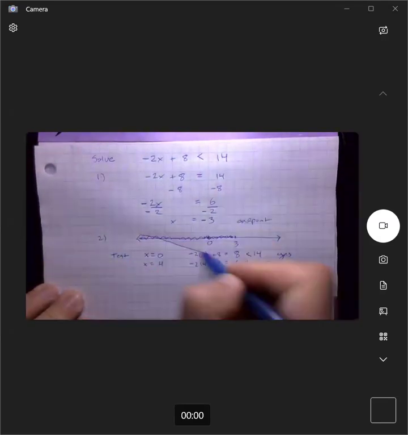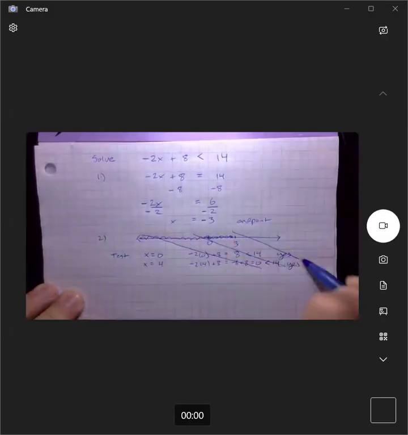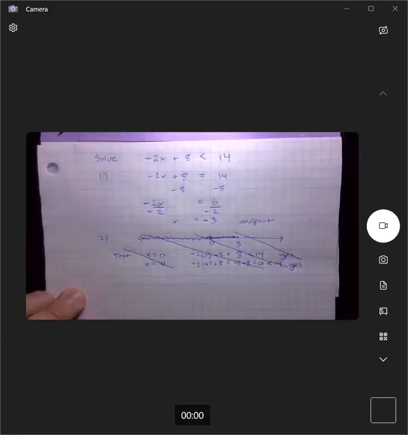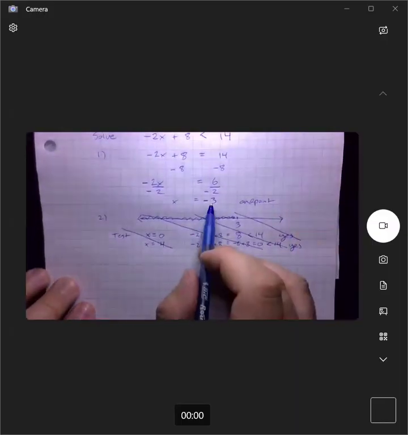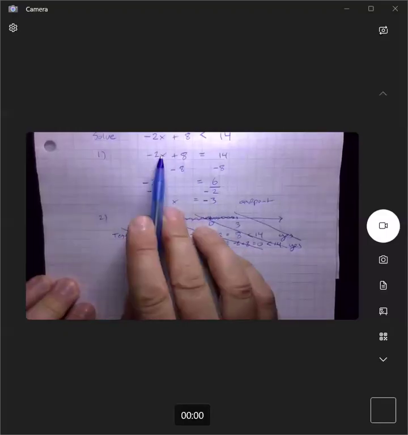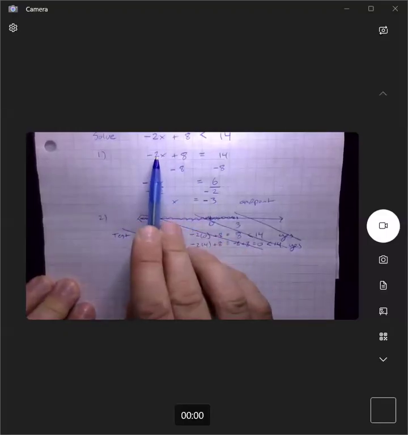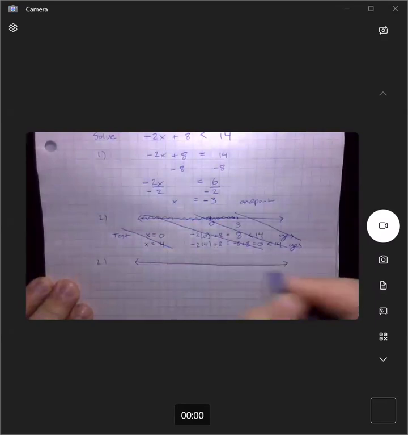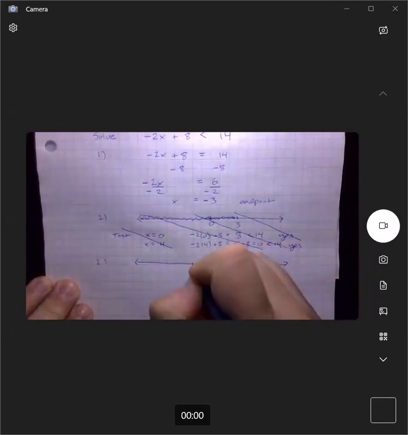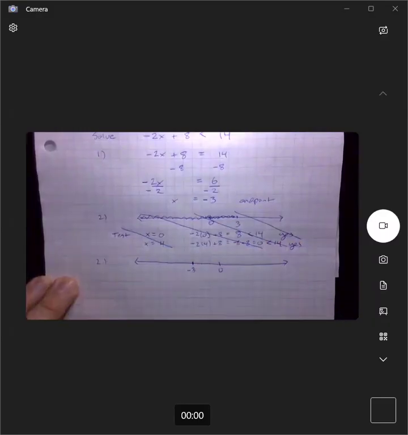So this whole part here is wrong, and that's a part of life. Everybody makes mistakes, especially doing math. And so I start that part over. I have a new endpoint, which I can check to make sure it's correct. Negative 2 times negative 3 is positive 6, plus 8 is 14. So I get my number line, and actually my endpoint was supposed to be here at negative 3.